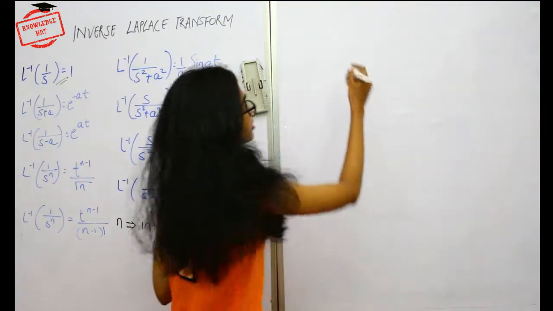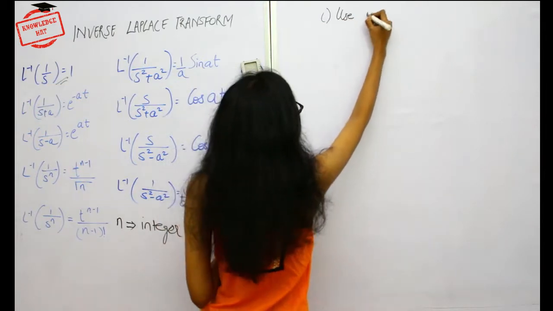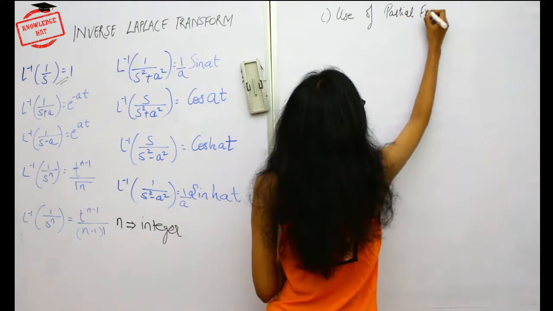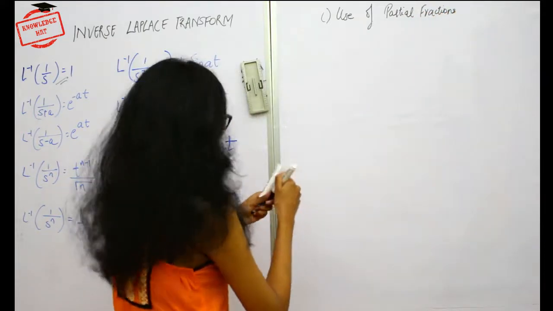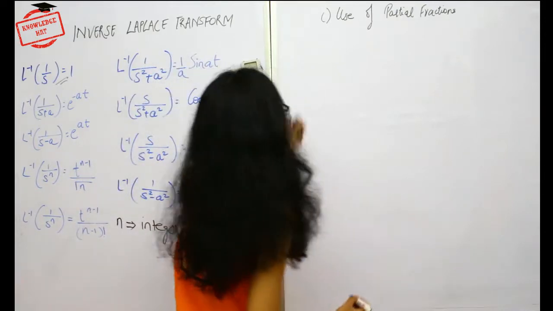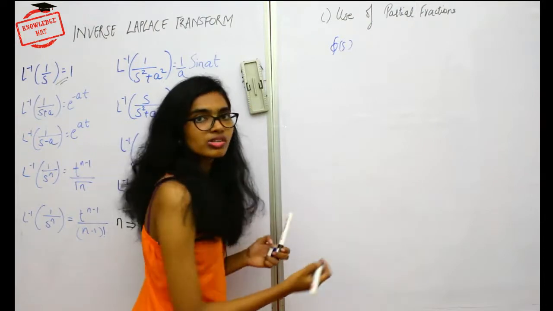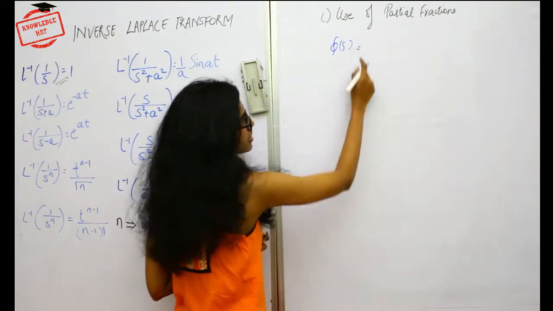Okay, let's move on to the third method. This is nothing but use of partial fractions to obtain inverse Laplace transform. Use of partial fractions. So we can express phi of s, which can be a sum of any quadratic or linear function, as partial fractions. How?